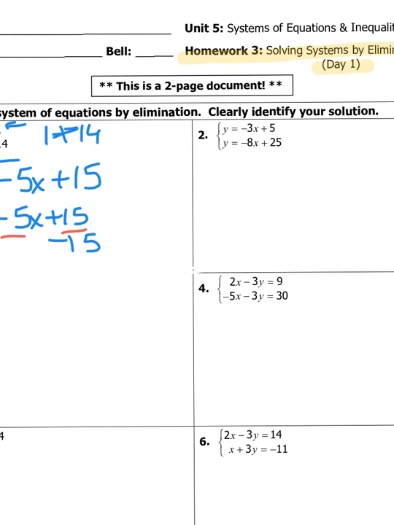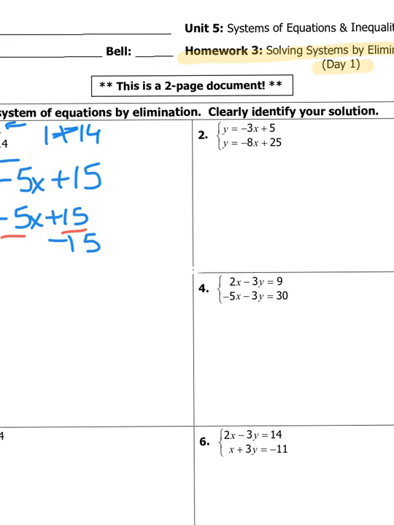So for those of you who are following along, hopefully you are writing this small enough that you have plenty of space. I know I don't. So I now have -15. Whoops. Let me fix that. Sorry.